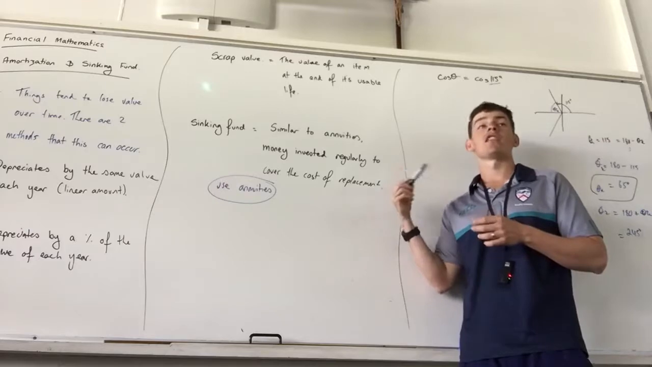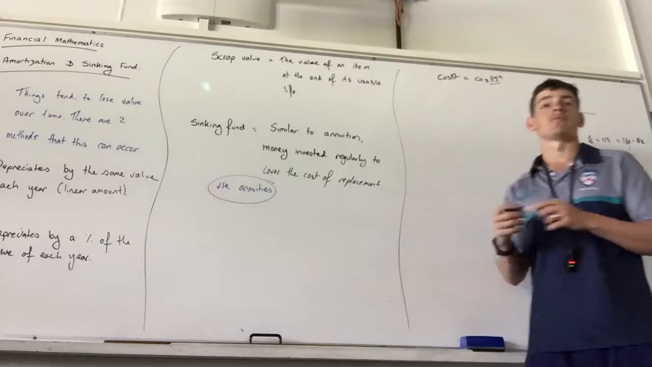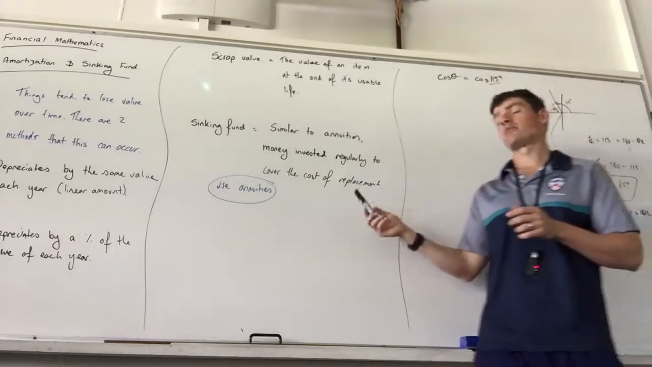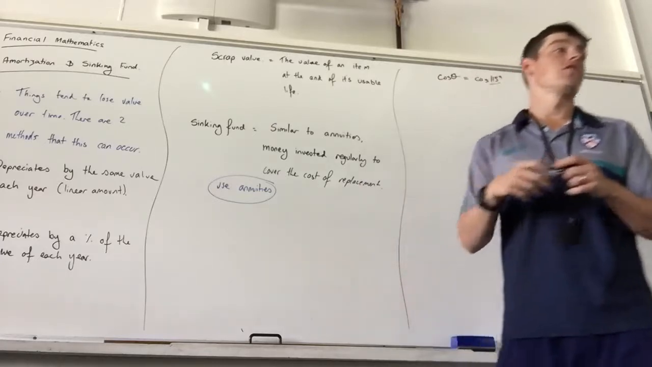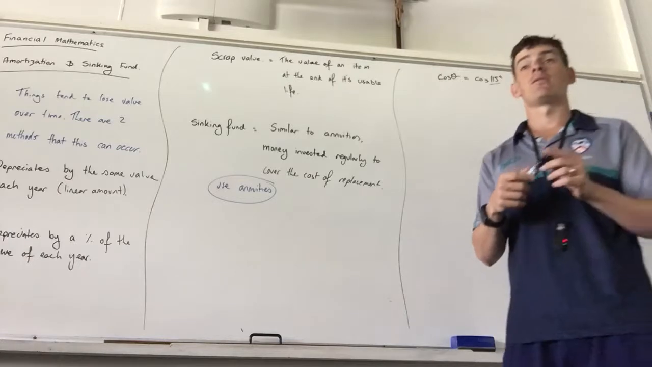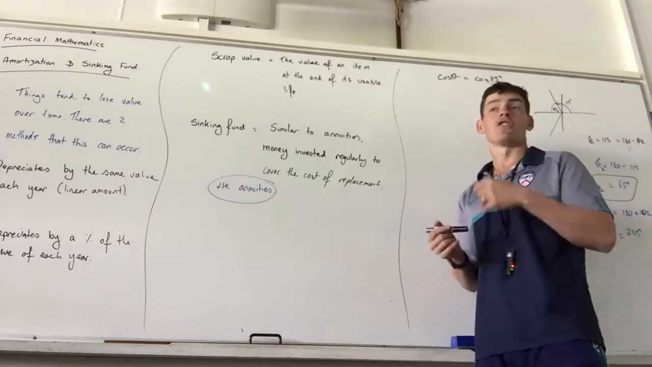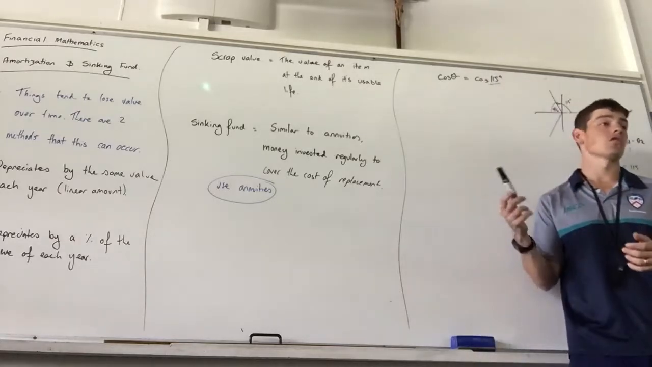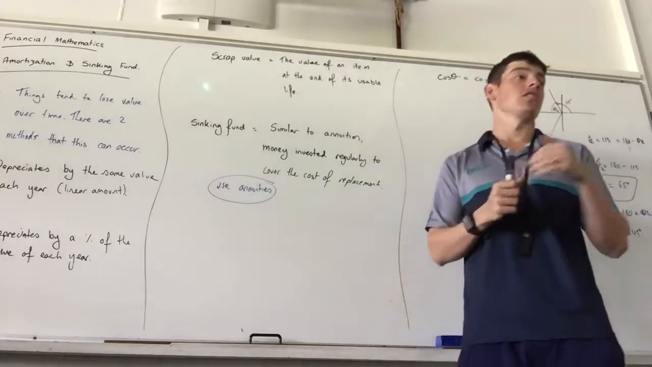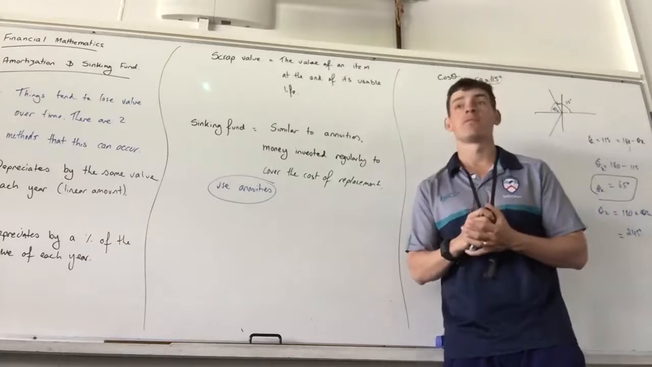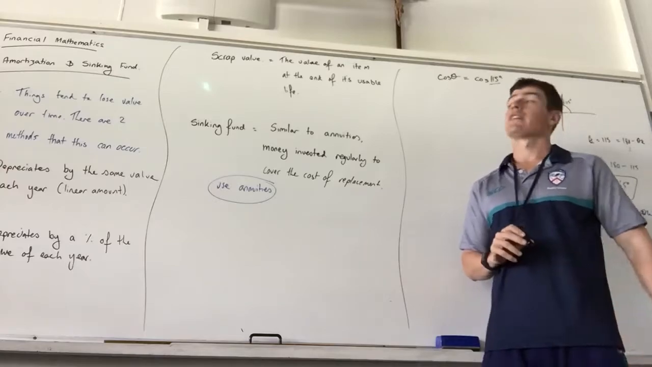So sinking funds is money that we put aside each year or at regular intervals to cover for the cost of replacement. So if I know that I need to spend X amount of dollars to replace something, I use my annuities to find out what should my payments be. Cool? So like saving for a new car. Yeah, saving for a new car. So if I know I need $27,000 for a new car as a business, how much money should I be putting aside each month to cover that cost at the end of the 10-year period? Cool? Happy with that? That's financial mathematics.